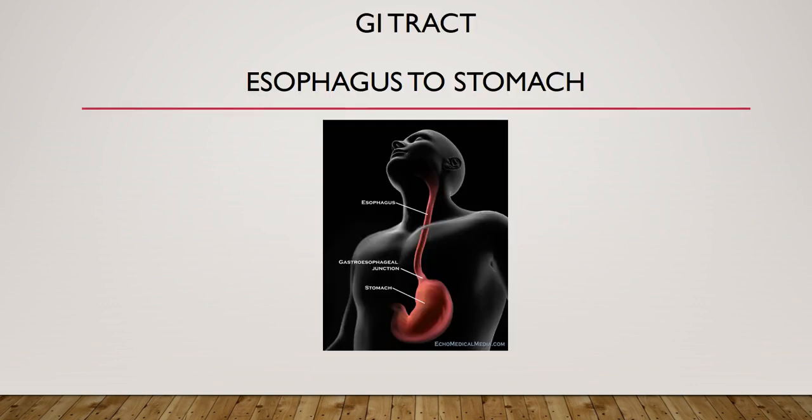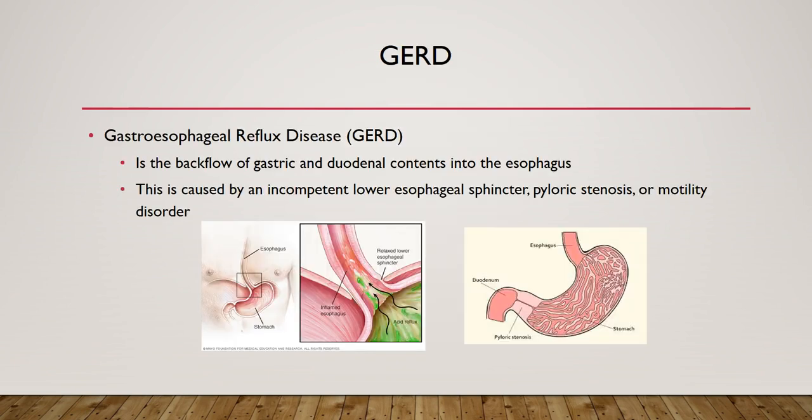So the upper GI tract starts with the esophagus and goes all the way to the stomach. The first disease process is going to be GERD, which is gastroesophageal reflux disease. It is the backflow of gastric or duodenal contents into the esophagus. This is caused by an incompetent lower esophageal sphincter, pyloric stenosis, or motility disorder. GERD's probably most commonly caused by the lower esophageal sphincter. This is where the esophagus and the stomach meet, and that sphincter doesn't always completely close correctly.